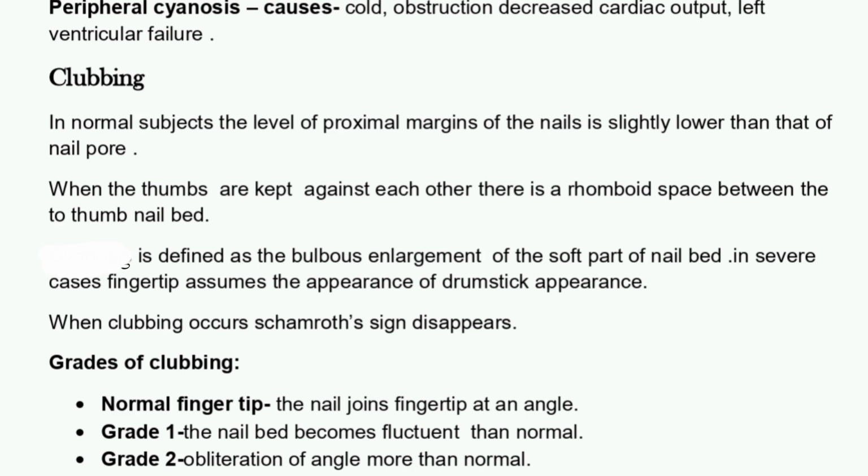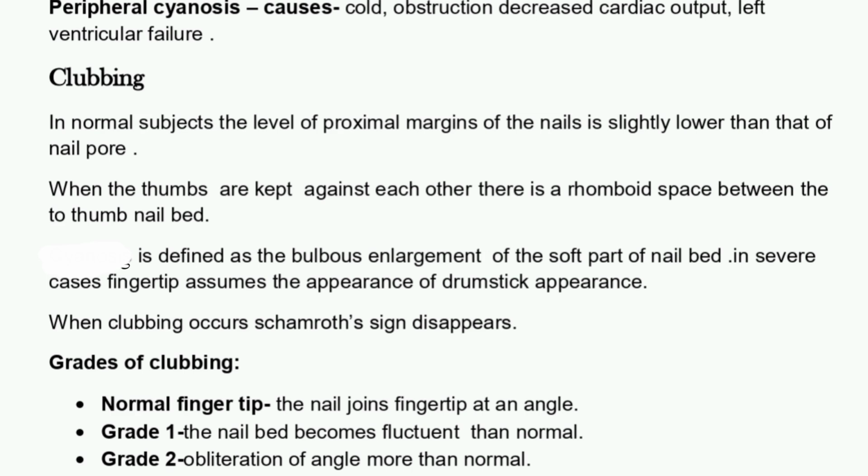So there are some diseases in which the fingertips become enlarged and swollen and the angle between the two nail beds is lost. Okay, so in this there's a Schamroth sign. In normal individuals, when they put the two thumbs together, it forms an angle, but in cases of clubbing that angle disappears, and this is known as the Schamroth sign.